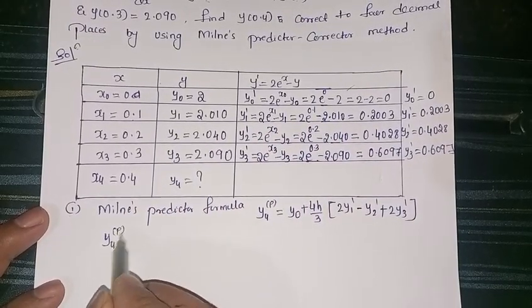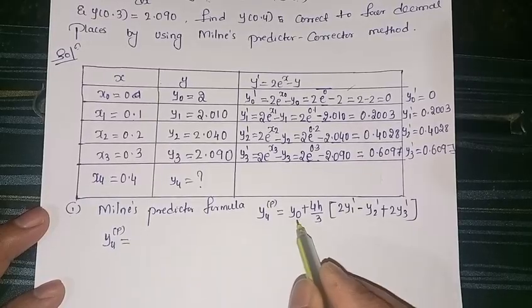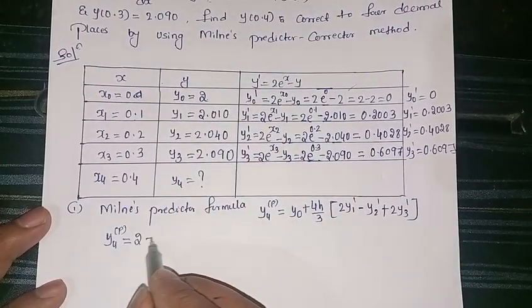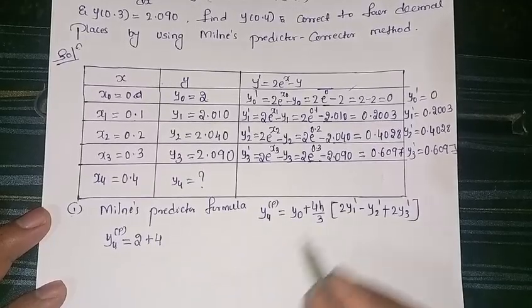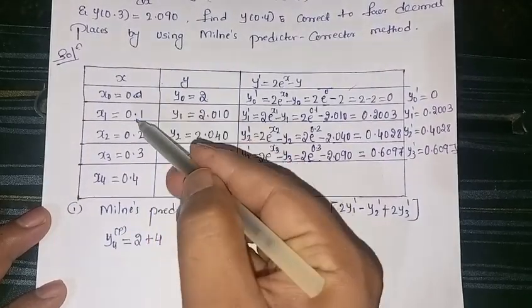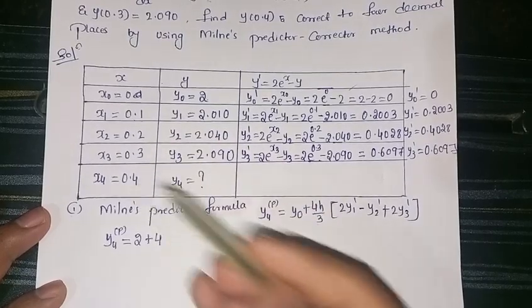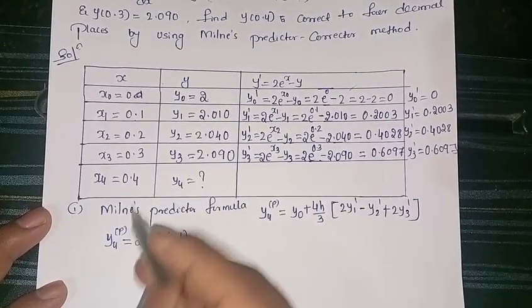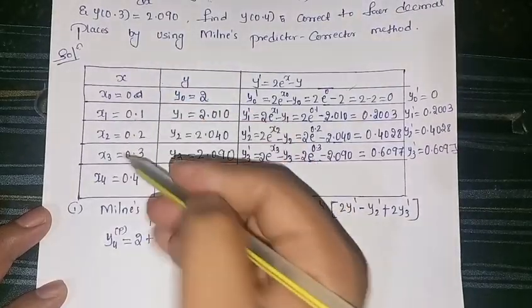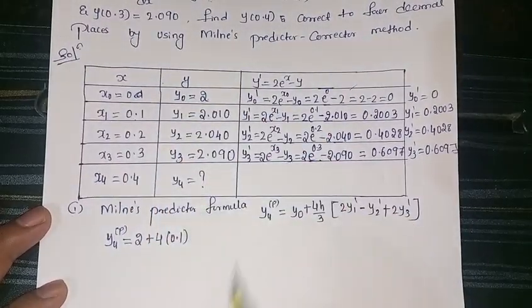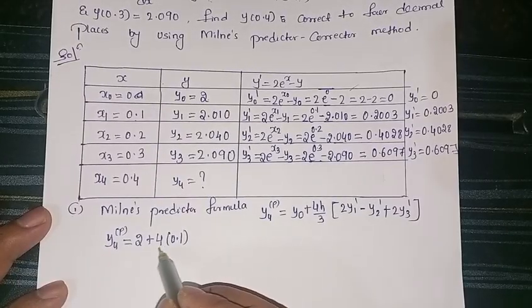So y4p is equal to y0. y0 here we have 2, so 2 will be replaced, plus 4 times h. h, as I said, is the length of the interval of x: 0, 0.1, 0.2, 0.3, 0.4. So the h value becomes what? 0.1. Because the difference if I take is 0.1. And since it is equally spaced, for every interval that h is the same.